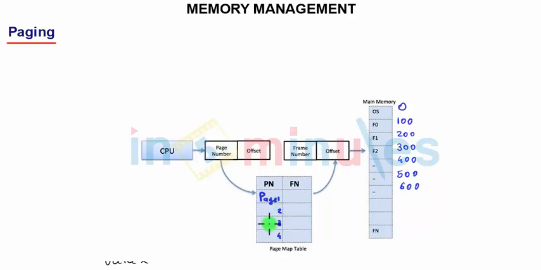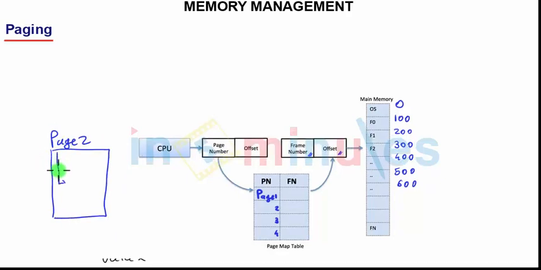The page number would refer to which page your data is in. The offset would refer to where within the page your data is. And after combining the frame number along with the offset, we will have the physical address. I'll take a practical example to make it clear. Consider we have page 2. In that we have the 10th line, which is some add function.